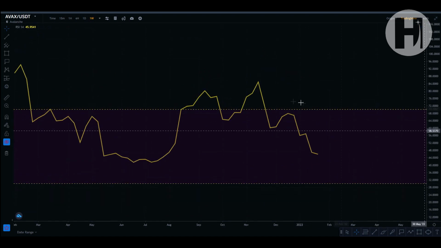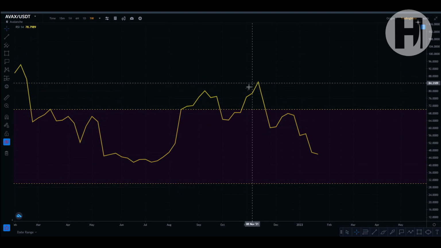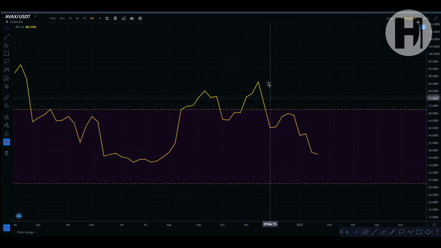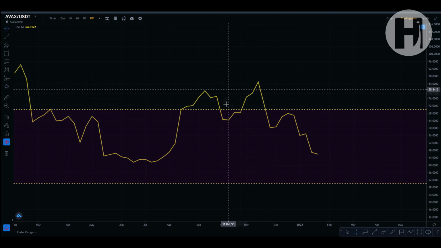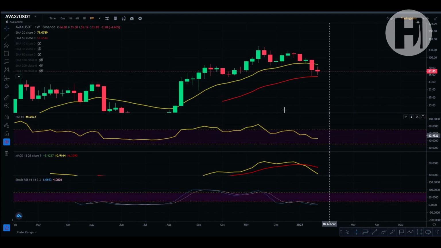And on the weekly RSI, we were overbought back here in November. Great selling opportunities here. I was telling that I'm not buying into Avax right now. This is a great take profit zone for me. And for those of you who took profits, great. But that is pretty much it for Avax.